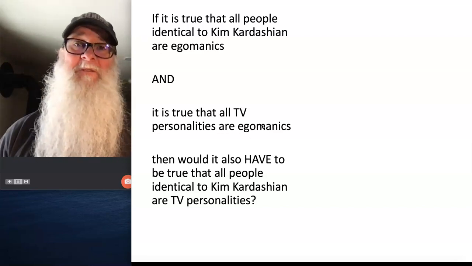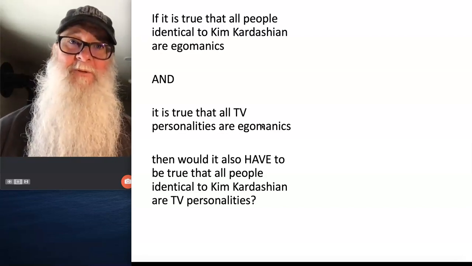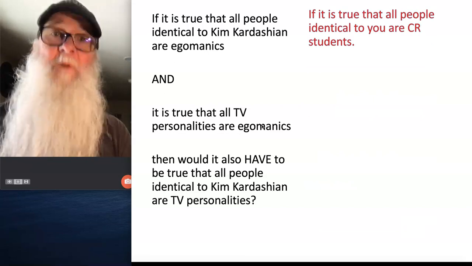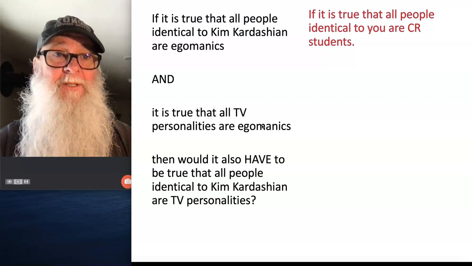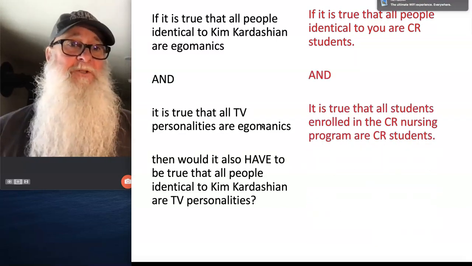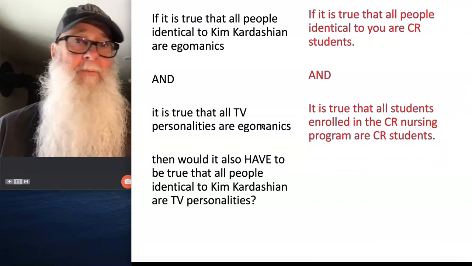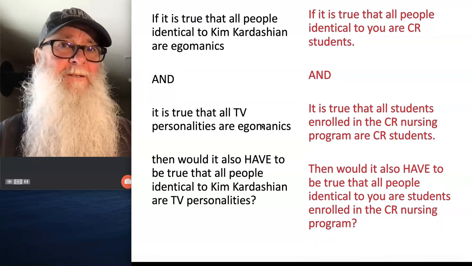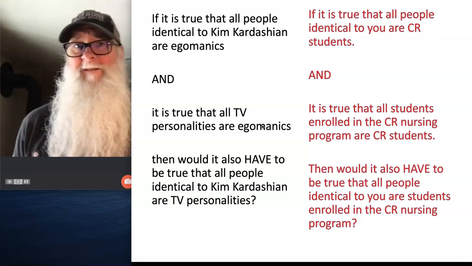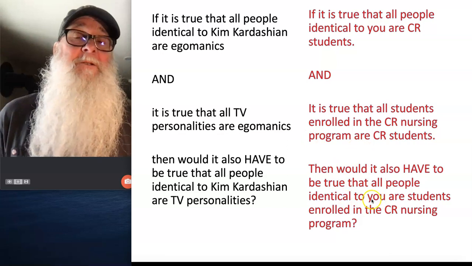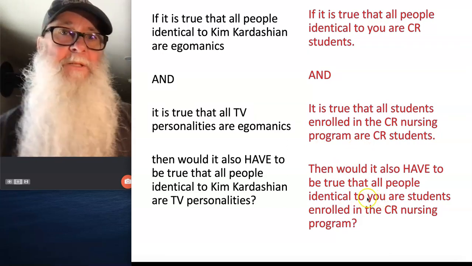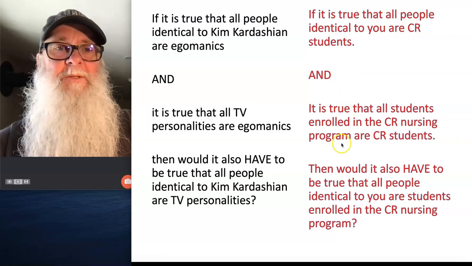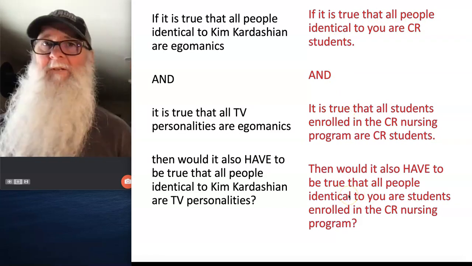It's possible that the conclusion could be false even when we assume the premises are true. And you'll see this with a similar kind of argument that has different content but the same form. If it's true that all people identical to you are CR students, and if it's true that all students enrolled in the CR nursing program are CR students, then would it also have to be true that all people identical to you are students enrolled in the CR nursing program? Now, there may be one or two of you in our class who are, in fact, enrolled in the CR nursing program, and this conclusion statement truly reflects reality for you. But you can also imagine that for many others in the class, it doesn't. So even when we assume these two statements are true, there's a way for the conclusion statement to be false. Maybe it's true, maybe it's false. It kind of depends on who you are.